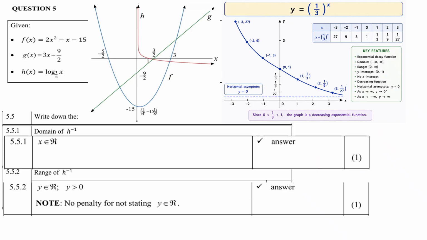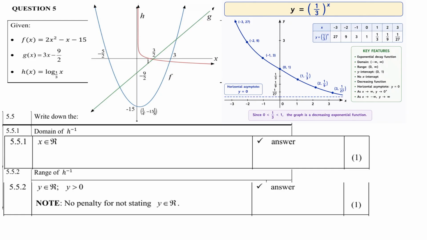5.5. Question 5.5, write down the domain of the inverse of h. Now be careful now, h is logarithmic, so the inverse will be the exponential graph. Remember I told you earlier on, exponential graph with a decreasing function. And if you can picture that, then you will remember it is a graph that its domain will be all the x values. Definitely, there's no restriction when it comes to that graph.